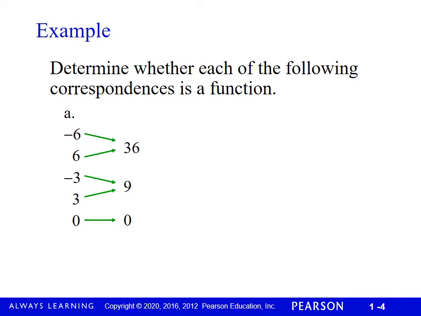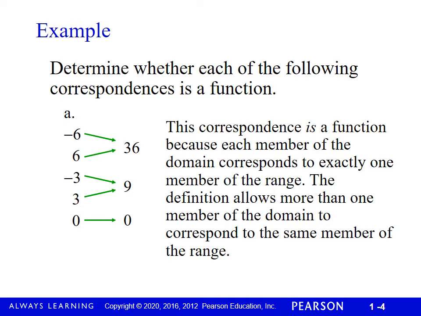Because every time we put in -6, there's only one arrow out of the input, this is indeed a function. Because I get the same answer. I get a consistent answer every time I input -6. I always get the same answer. When I input 6, I also get 36. Okay, we can share the outputs, but there can only be one arrow coming out of the input for it to indeed be a function. So this is a function because each member of the domain corresponds to exactly one member of the range.